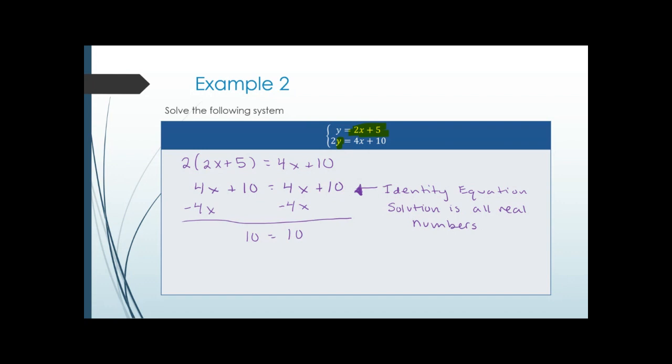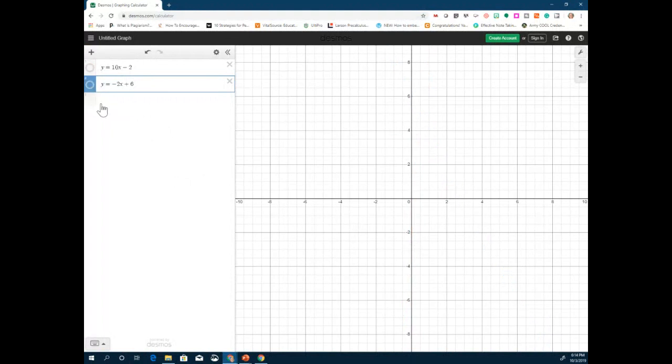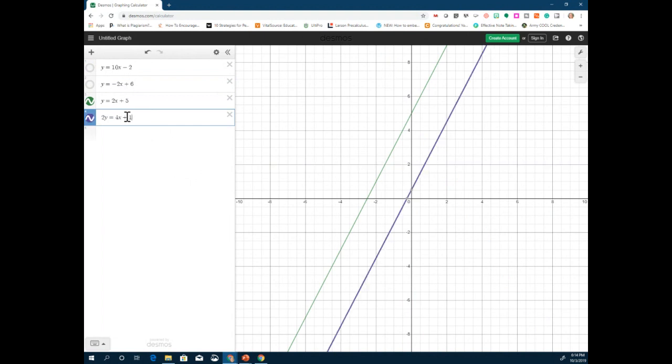So if we were to graph this equation, let me pull up the graph. I will turn these off. So the first one is y equals 2x plus 5. And then the second one, we have 2y equals 4x plus 10. You can see that it's right on top of the other graph. So since it's right on top, that means that they are identical equations. So the solution is all real numbers because they intersect everywhere because they're on top of each other.